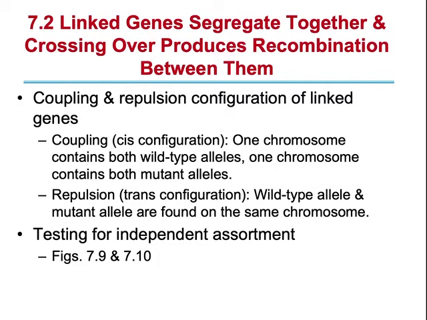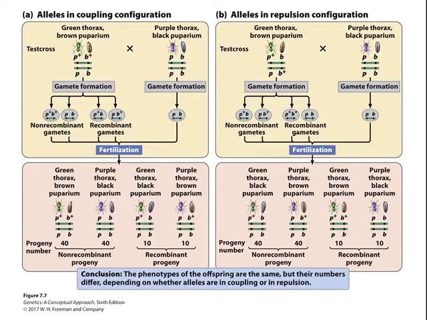Coupling and repulsion of linked genes is just as we talked about. With the cis configuration, one chromosome has both wild types and one has both mutant alleles, and in repulsion, that ends up being a mutant and a wild type on each chromosome, with the mutant and the wild type for allele 1 and allele 2 being the opposite allele from the mutant and the wild type on the homologous chromosome. So we can test for this.